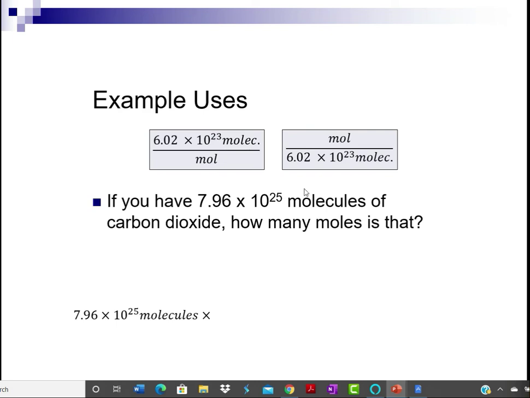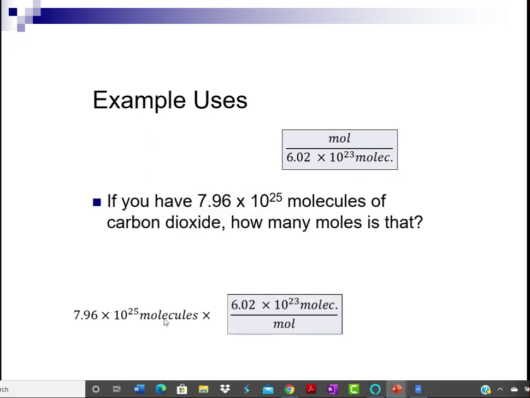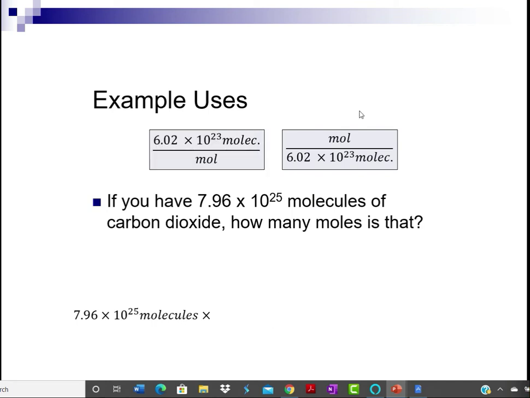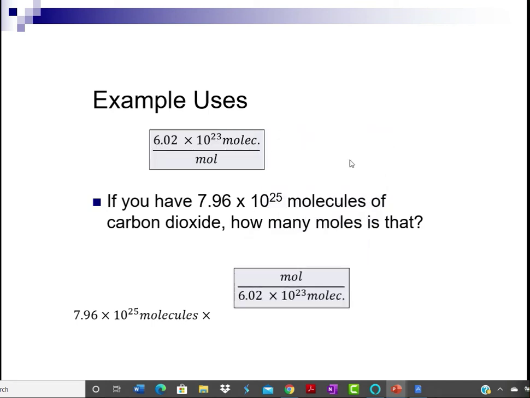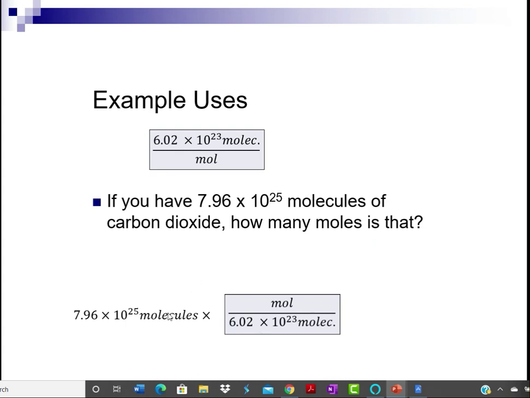I have two conversion factors. 6.02 times 10 to the 23rd molecules is a mole, and a mole is 6.02 times 10 to the 23rd molecules. So one of the two I'm going to use. If I pick this one, again, molecules are not going to cancel. Molecules are on top, moles are on the bottom. That doesn't cancel. I want to use this one. If I use this conversion factor, molecules are on top, molecules are on the bottom, they cancel. Okay, and when they cancel, I'm left with just the mole.